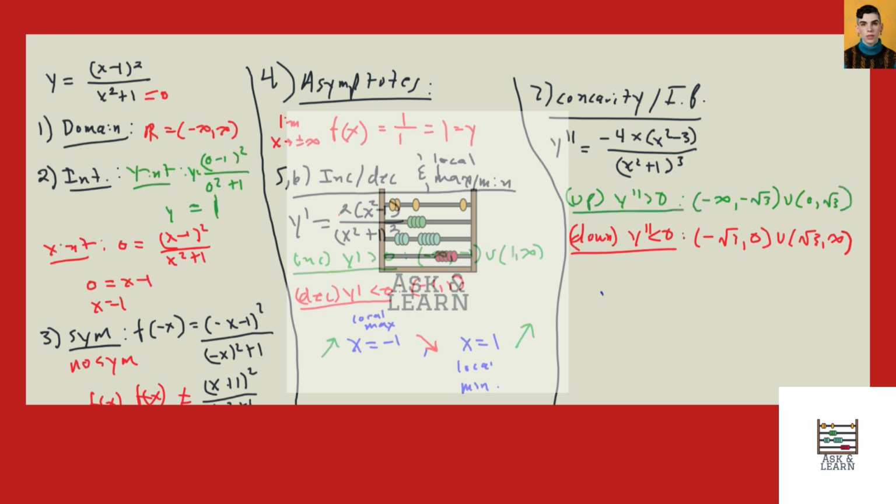So we had x is equal to negative square root of 3, x is equal to 0, and x is equal to the square root of 3. So we know the function will be concave up to the left of the negative square root of 3, and also between 0 and the square root of 3. And the other intervals are going to be concave down. So at each of these values, we do have a change in concavity. So all of these will be points of inflection.